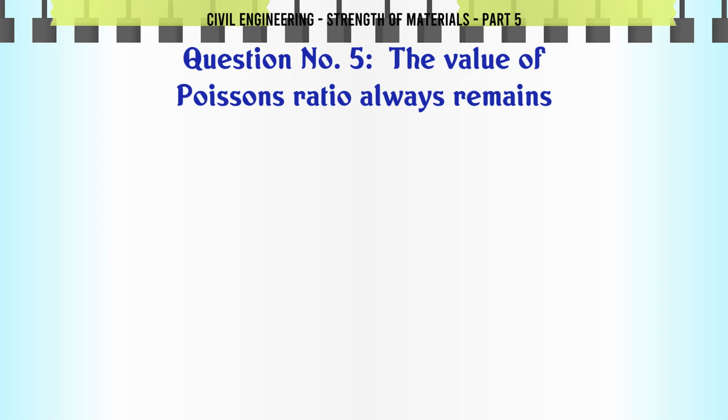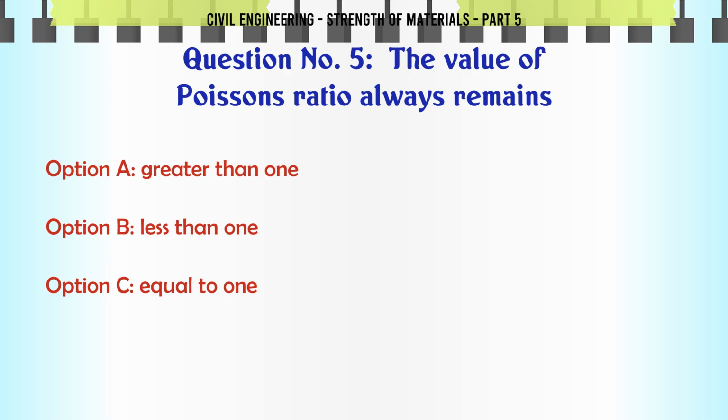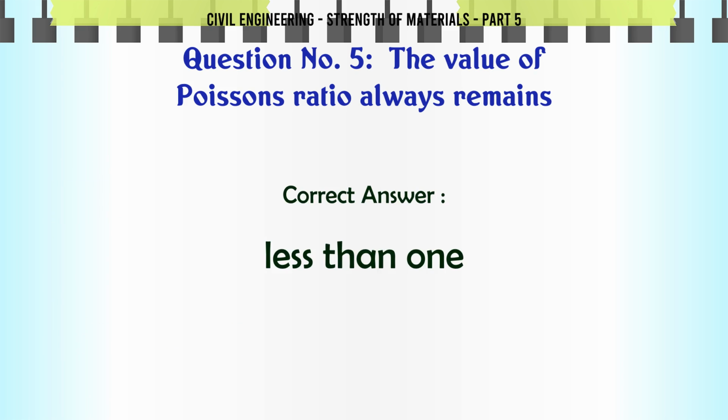The value of Poisson's ratio always remains: A. greater than 1, B. less than 1, C. equal to 1, D. none of these. The correct answer is less than 1.